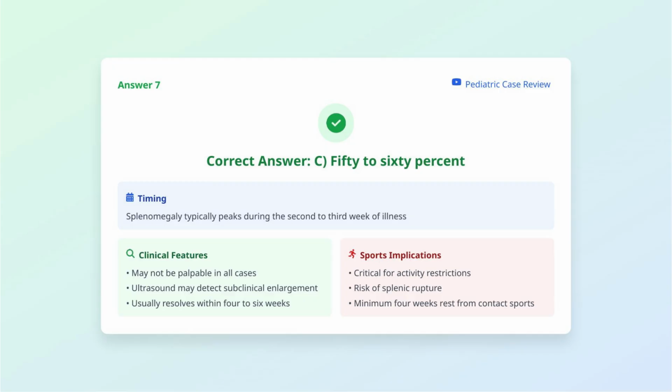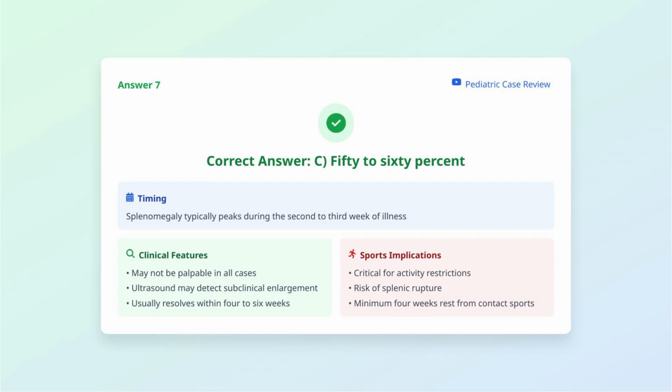The correct answer is C, 50 to 60%. Splenomegaly develops in 50 to 60% of patients with infectious mononucleosis, typically peaking during the second to third week of illness. Importantly, splenomegaly may not be palpable in all cases, and ultrasound may detect subclinical enlargement. The spleen usually returns to normal size within 4 to 6 weeks.